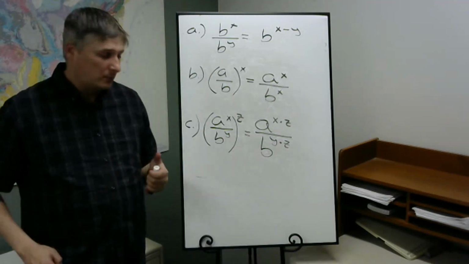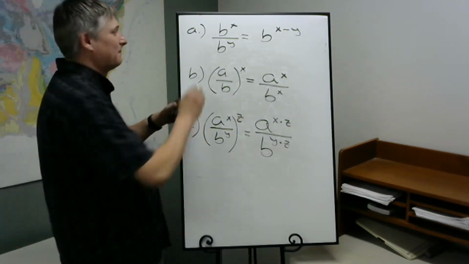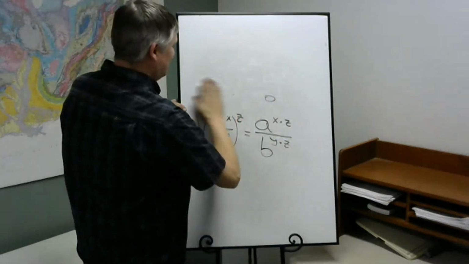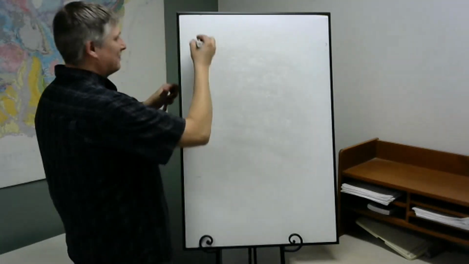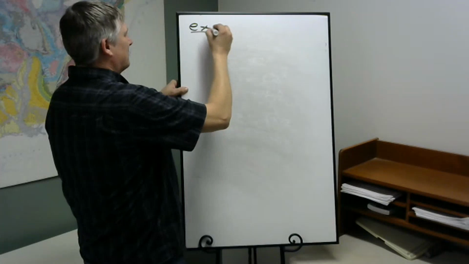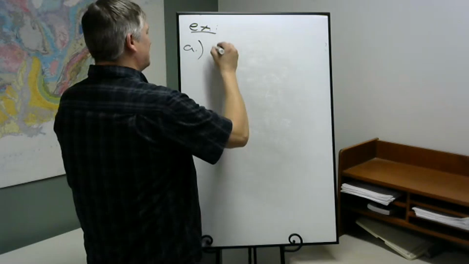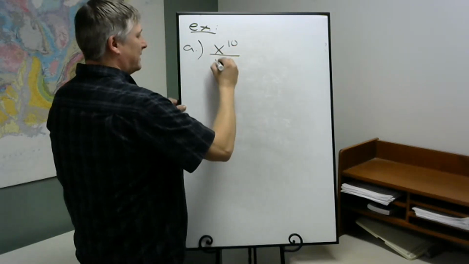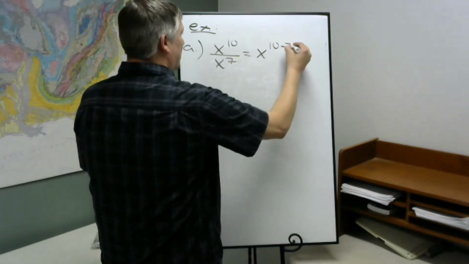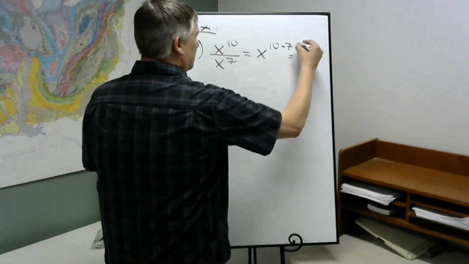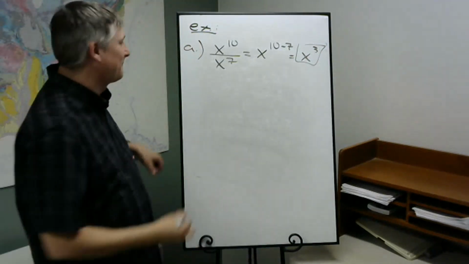And again, let me do a few examples on these. So let's say we have this. You have x to the 10 over x to the 7. Well, it's going to be x to the 10 minus 7, or x cubed. Again, because they have the same base, we subtract the exponents.